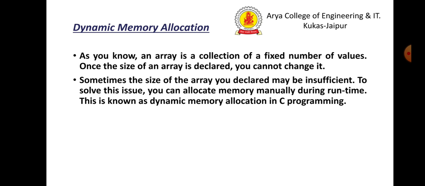Now, dynamic memory allocation. As we have discussed before, let us consider an example. An array is a collection of a fixed number of values. We all use arrays and we know that it is a fixed collection of values. So the size of an array cannot be changed. But sometimes the size is insufficient. To solve this problem, C allows us to allocate memory during runtime. And this process is known as dynamic memory allocation.